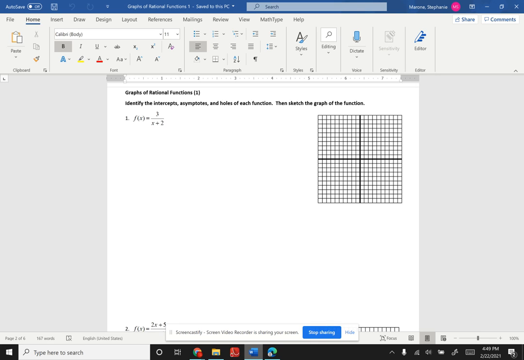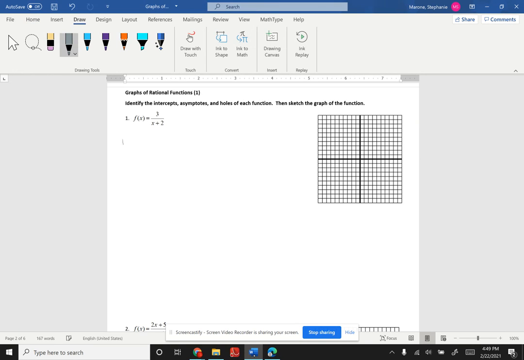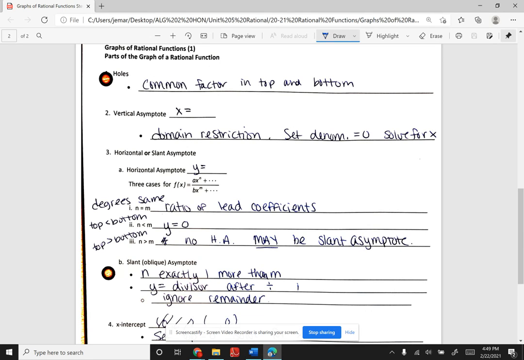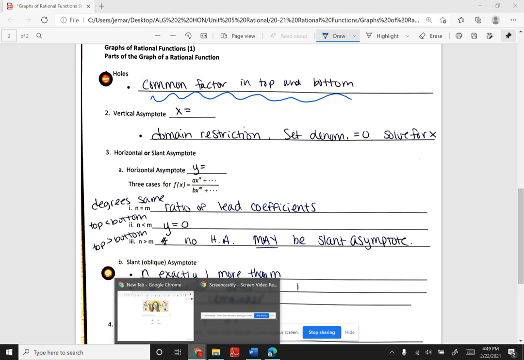Now we're going to go through the list of the steps for graphing these rational functions. If there's nothing of something, we're going to write that, and you'll see it in just a minute. So first thing we're going to do is always look for holes. So the holes, if you look at the paper, are where there's a common factor of the top and the bottom. So we're going to look at that first.